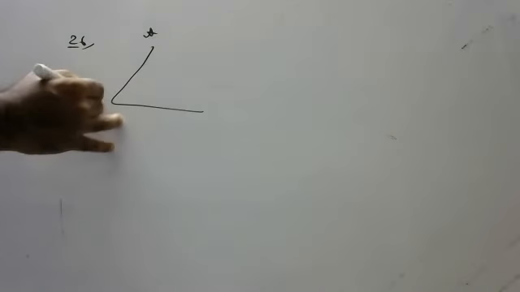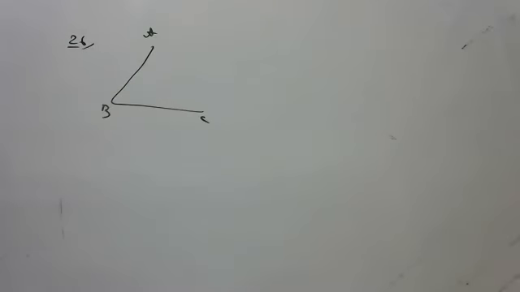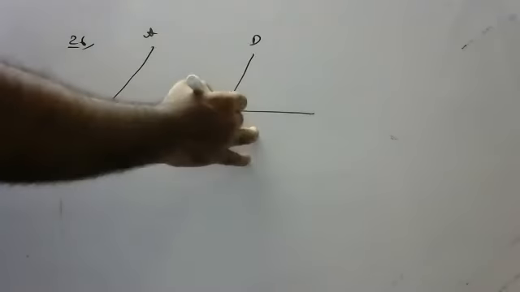Okay, children, very good. Next sum, the 26th sum. All of you concentrate. Everyone should copy down, no one is sitting idle. There is triangle A, B, C, this is A, this is B, this is C. And another triangle is there, children: D, E, F.